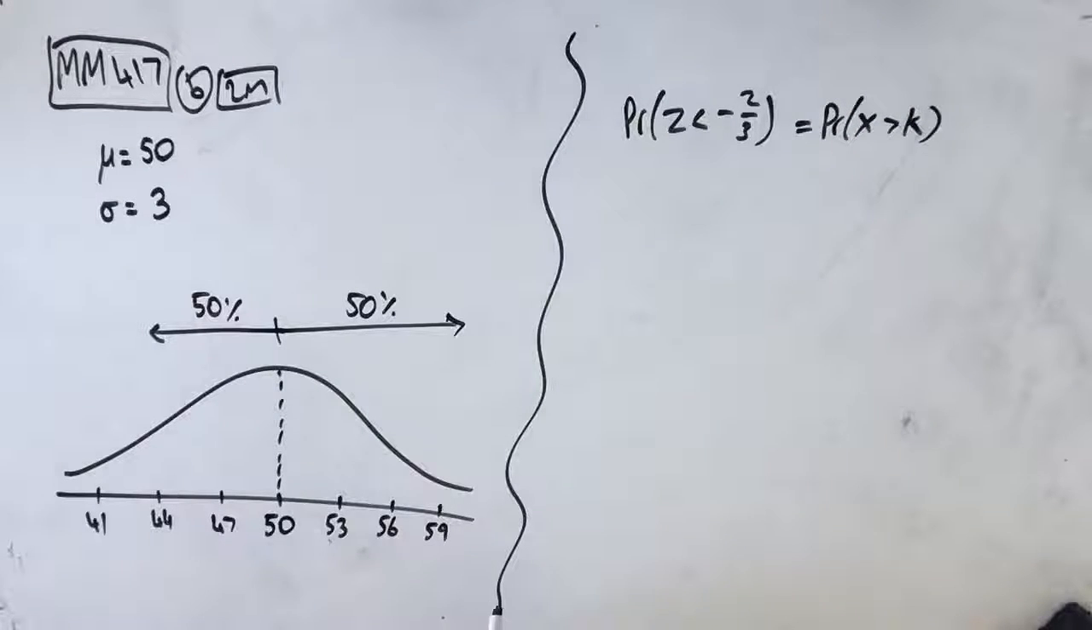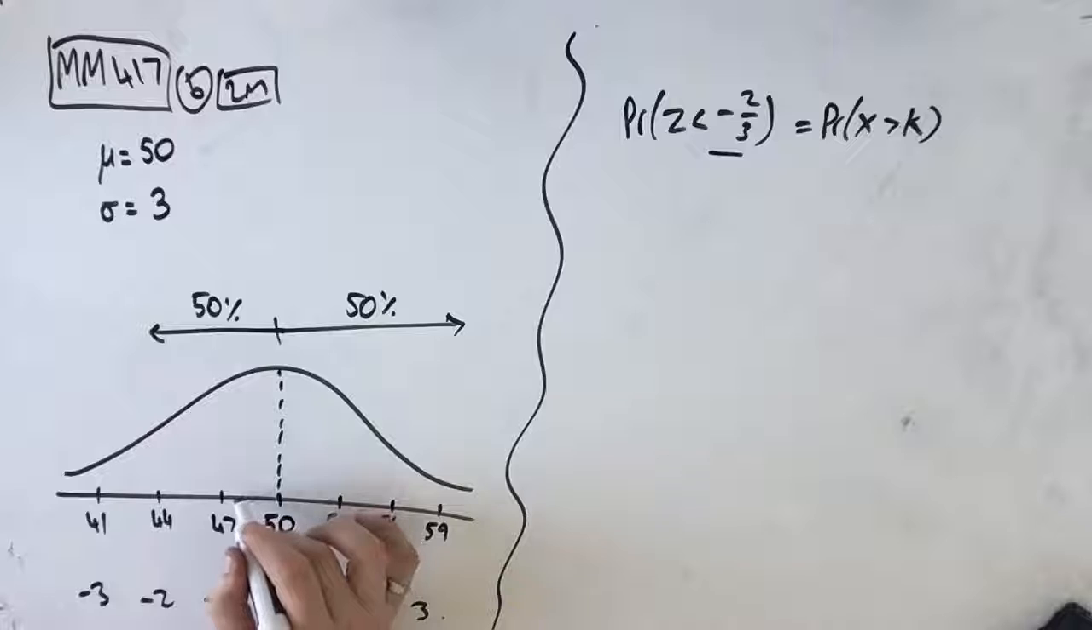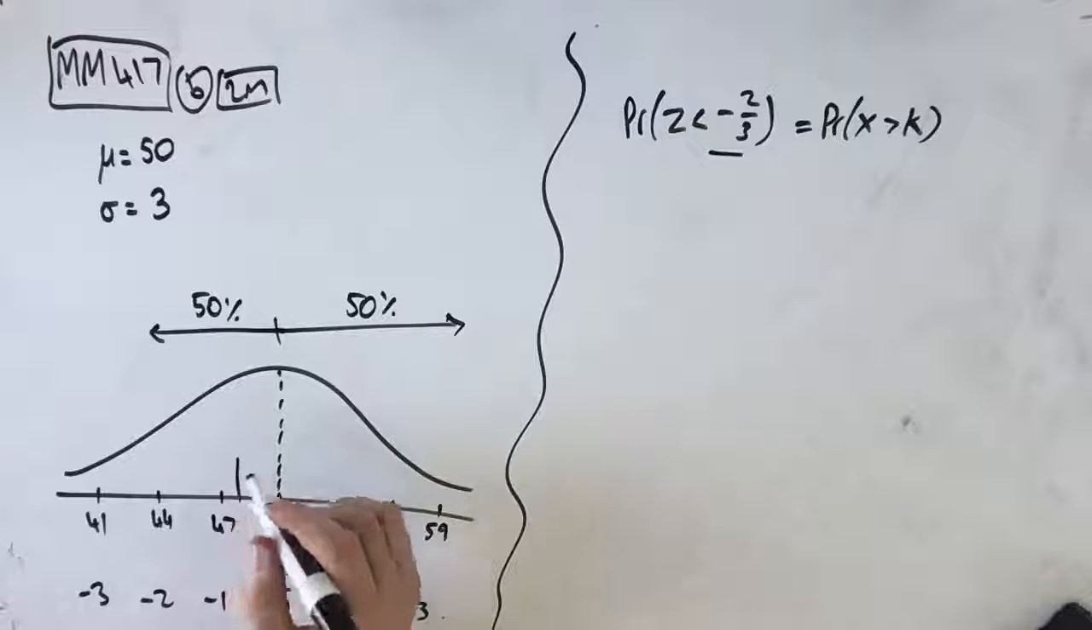So what we're saying is that we've got z values which correspond to our x values. z is our standard normal distribution and z represents the number of standard deviations away from the mean we are. So here we've got 0, 1, 2, 3, -1, -2, -3. You guys see that? So we've got a z value of -2/3, which is somewhere here.